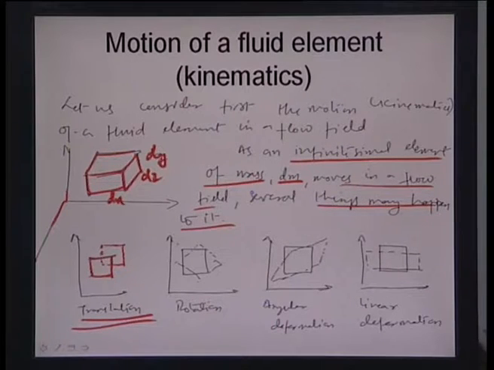It may rotate, which means that the block, essentially being integral in shape or not losing its shape, rotates at the same point. It may deform, which means that the block starts changing its shape from a square to more like a parallelogram, okay, something like this, or it may deform linearly. This is the linear deformation. That means a cube will become a cuboid.